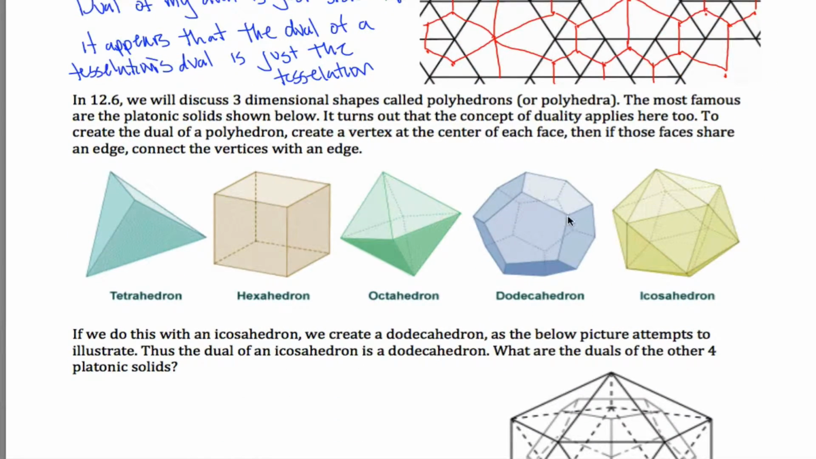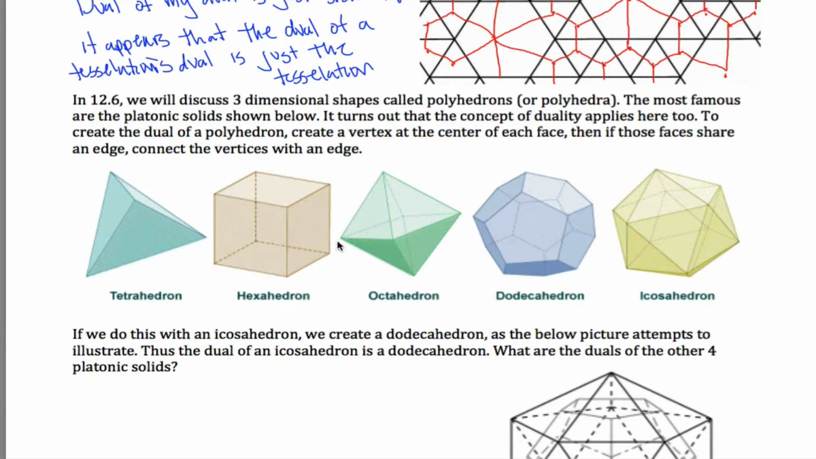Anyways, moving on, more with duals. In 12.6, in our next section, we're going to look at three-dimensional shapes. They're called polyhedrons, or polyhedra, or I've heard polyhedral, whatever. There are a bunch of these polyhedron guys. It turns out that there's 5 that are really famous. They're called the Platonic Solids.